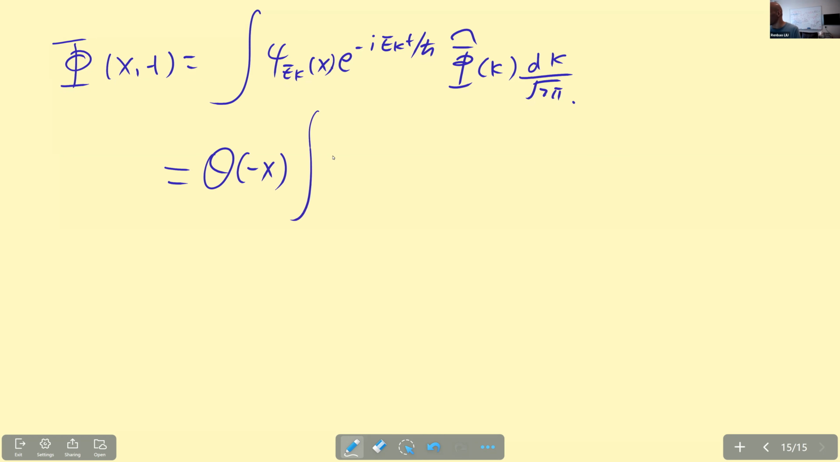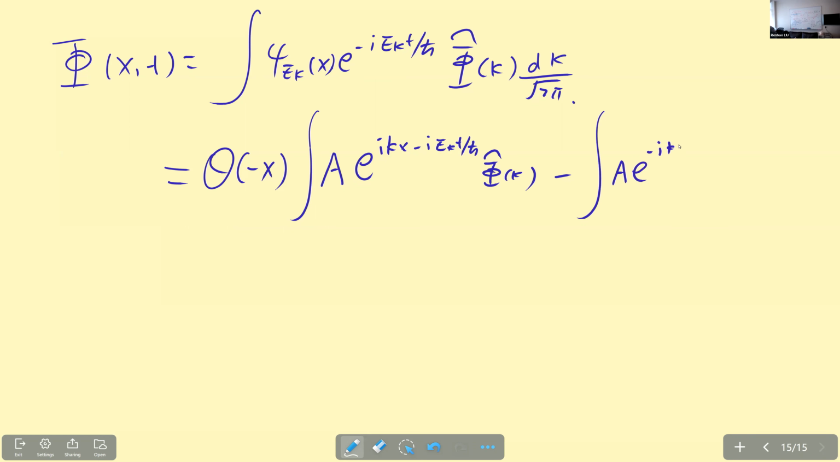And this one has two components. One is e^{ikx} times e^{-iEkt/ħ} times psi tilde(k), which is time dependent. So this is one component. But you have another component, minus, which is e^{-ikx} e^{-iEkt/ħ} times psi tilde(k).